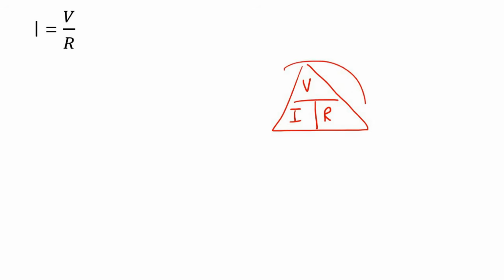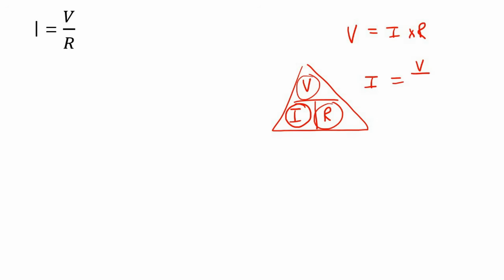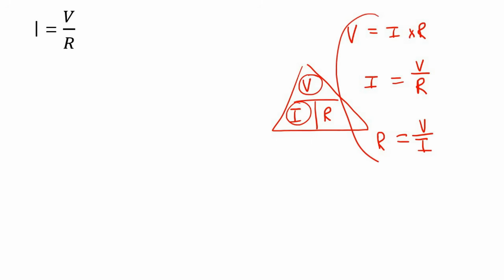So let's just recap how these formulas work again. If you are looking for V, because V is at the top, then you just multiply the 2 that are at the bottom. Okay, so that's a formula we need to know. If we are looking for I, then I is equal to V at the top, R at the bottom. And if you are looking for R, then you would say V at the top, I at the bottom. Okay, so these are the 3 formulas that we will be using in this lesson.